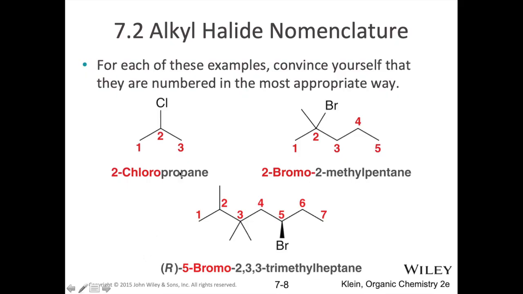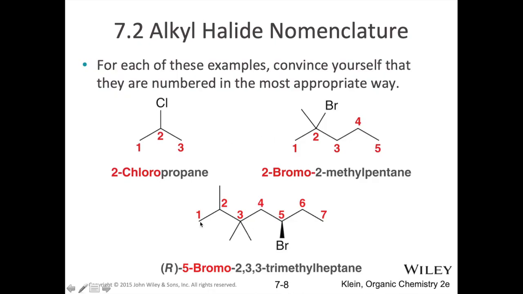I think I mentioned this back in the chapter on alkenes, but just to jog your memory, please note that you take the root word of your halogen, that first syllable, so in this case chlor, and in this case brom from bromine, and you just add an O to it to change it into its substituent name. So chlorine becomes chloro, bromine becomes bromo.